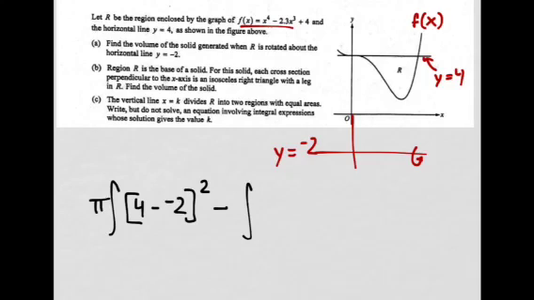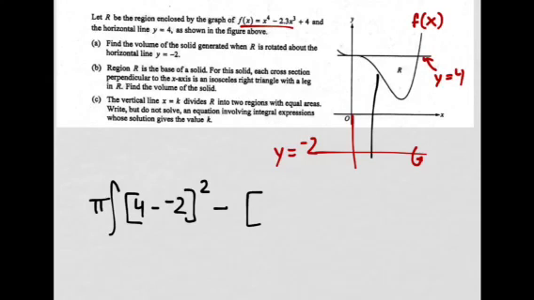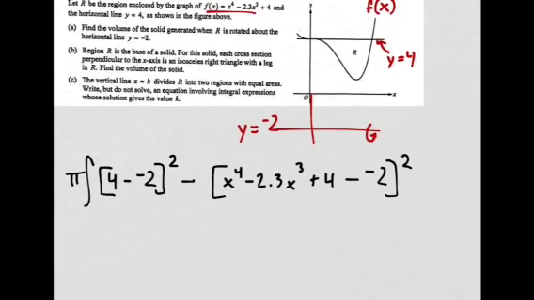And then take away the inside shape, which will be this shape. If we rotated that about that axis, we'd get something that looks like that. So we're removing that volume from the inside. This distance would be this function, f of x, which is x to the 4th minus 2.3x cubed plus 4. And I'm subtracting because the distance is when I subtract the -2, so subtract -2, and then square that, dx.